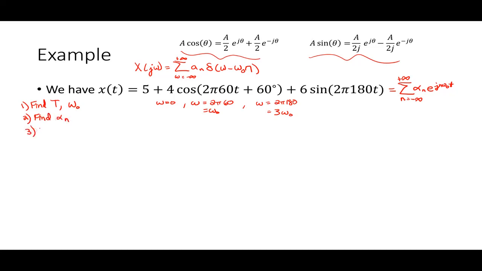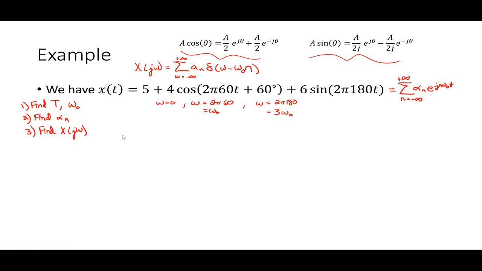And then 3, I'm going to find this x of j omega. Okay? All right, so let's go ahead and do that. So we've done step 1. So let's do step 2. All right, finding alpha n.